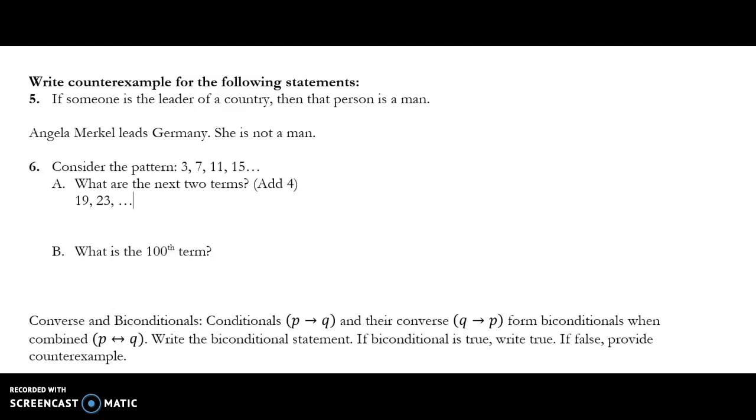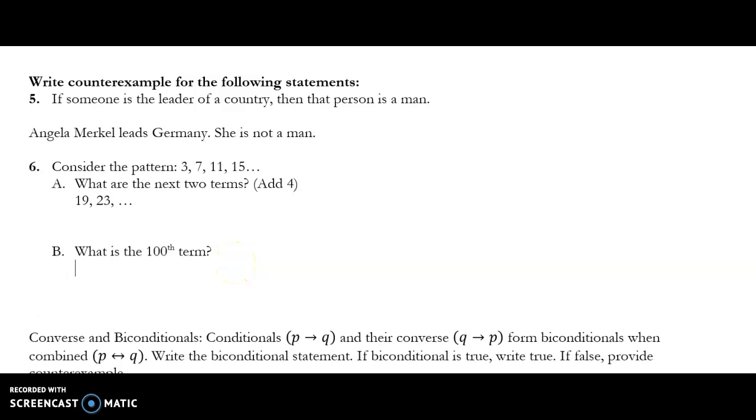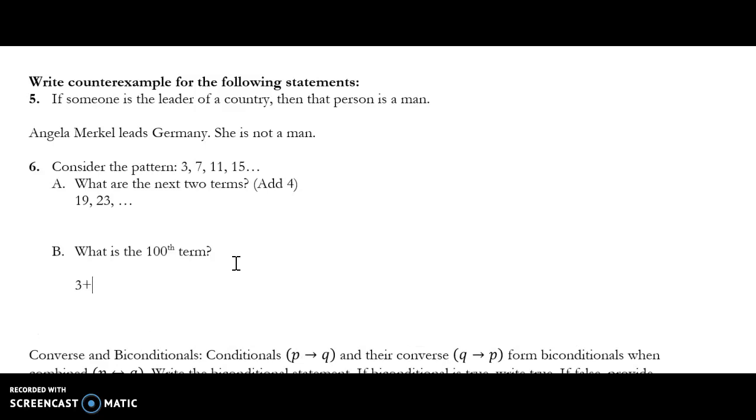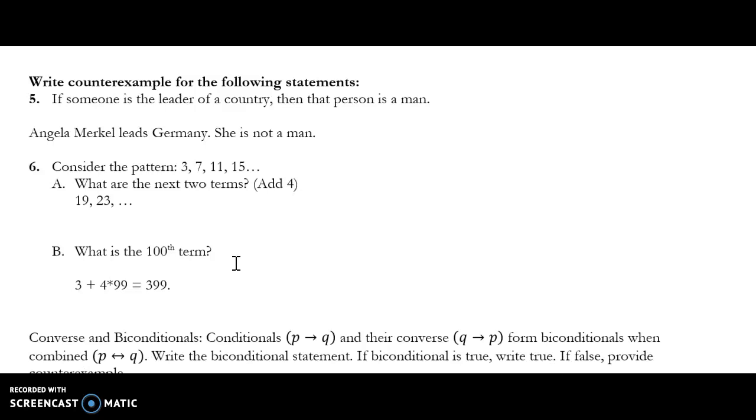If we're talking about the 100th term, the first term is 3. The second term is 7. You add 4 once to get to the second term. So to get to the 100th term, you're going to have to add it 99 times. So if we start off with 3 plus 4 times 99, well, 4 times 99 is 396. 3 plus 396 would be 399. Okay?